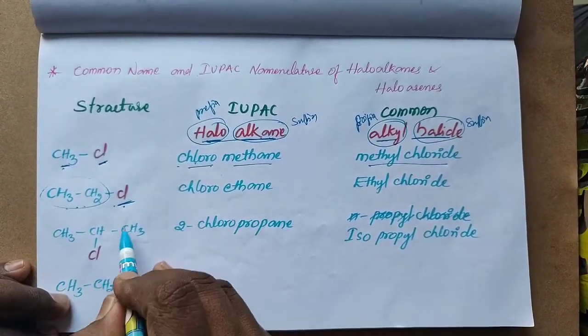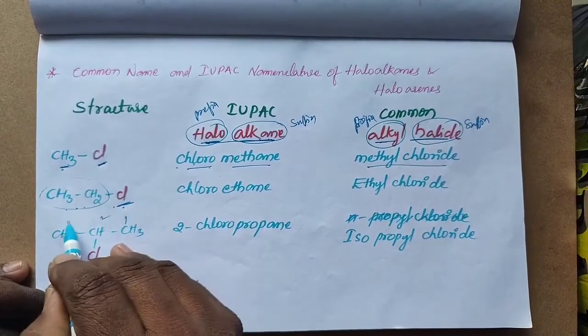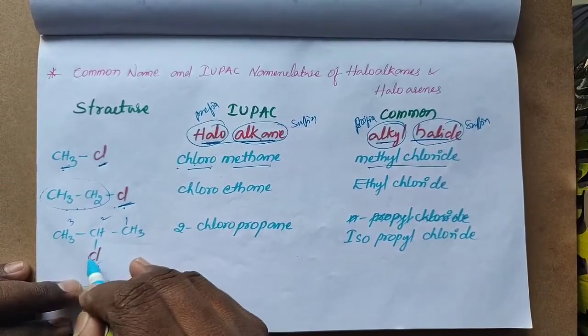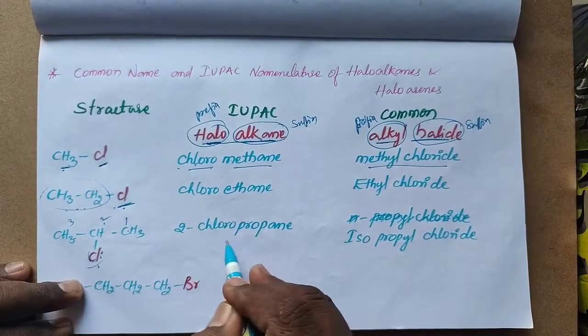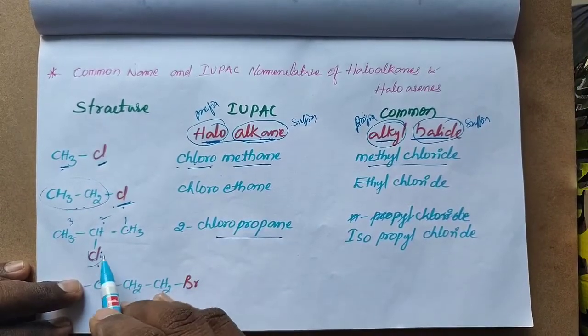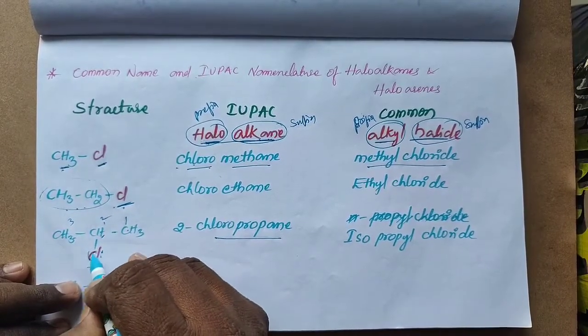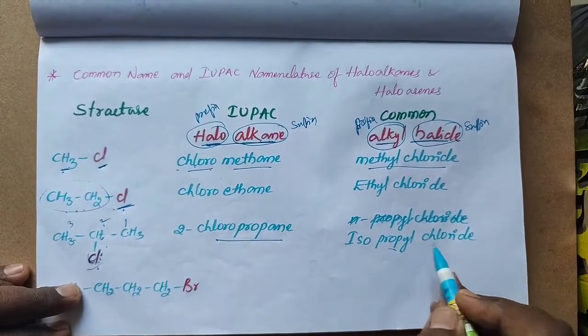And from the IUPAC point of view, we take the numbering 1, 2, 3. The second position has the chlorine, so 2-chloropropane. Commonly we call it iso, based on the chlorine-bonded position. So this is called isopropyl chloride.